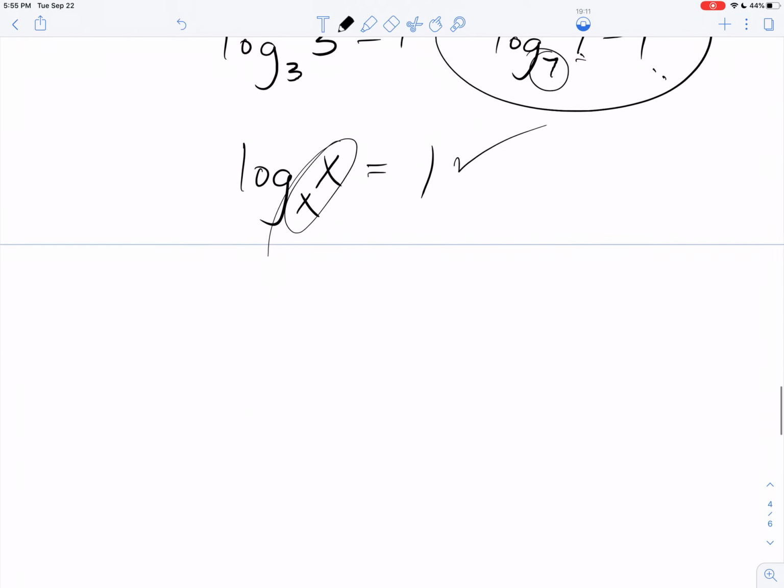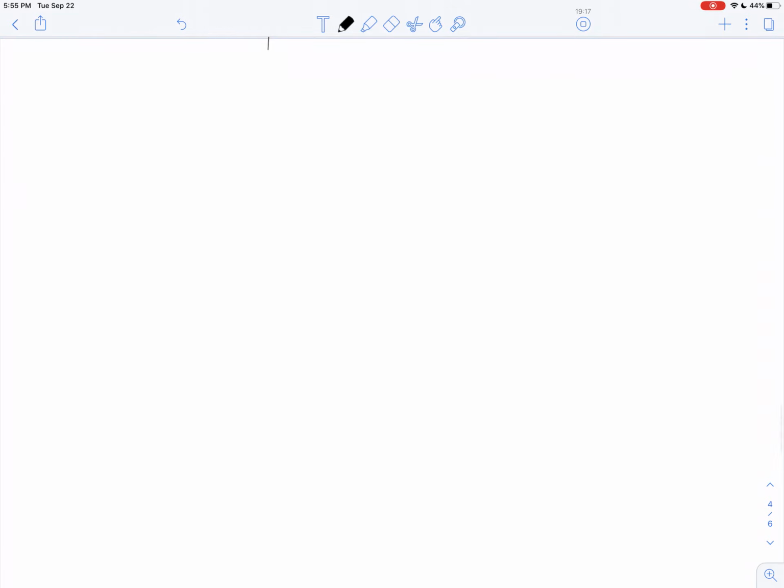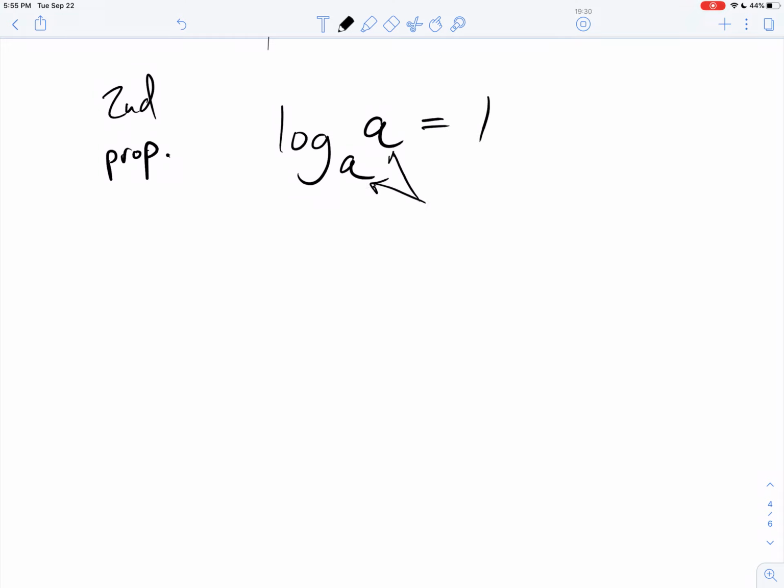So my second property is when these two guys match, what do you say? The answer is 1. So that goes for natural log too. Now check this one out. I just wanted to make sure you saw this. Log base e of e would equal 1. That is totally true because these two guys are the same.